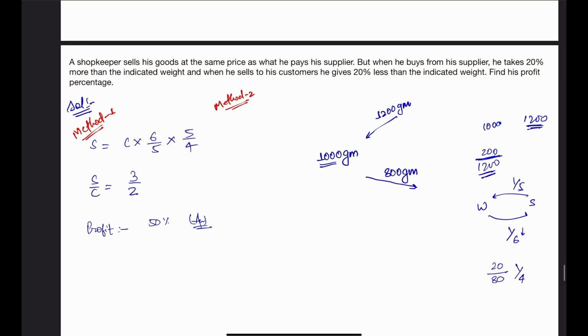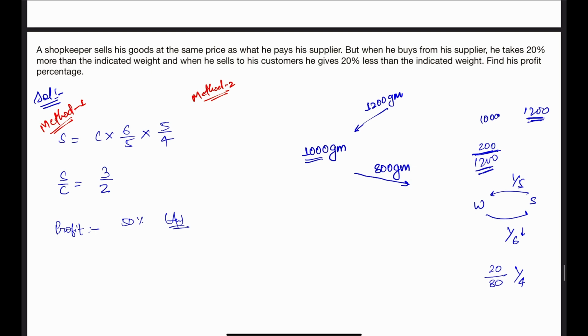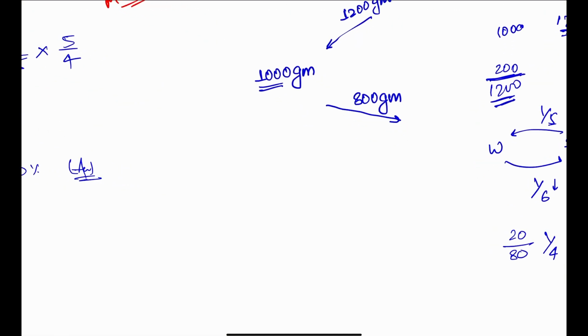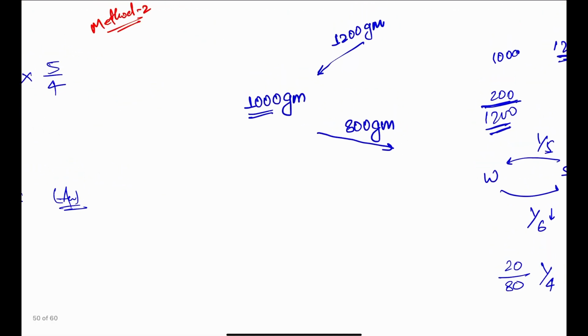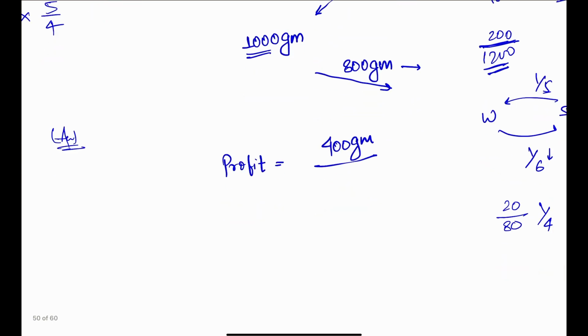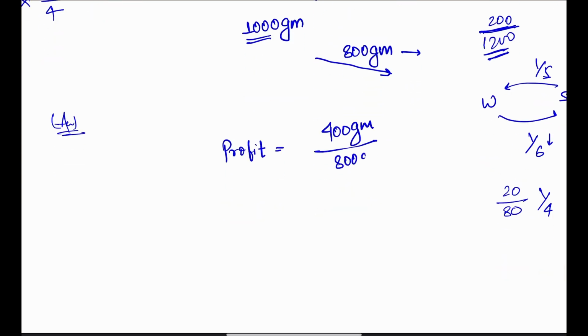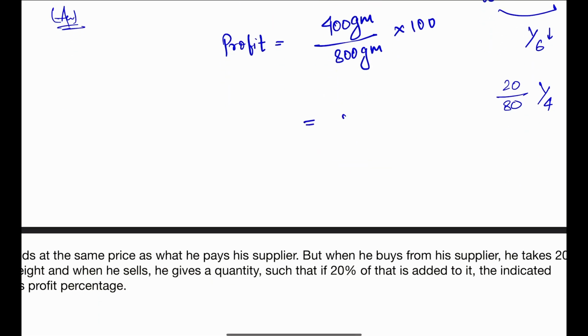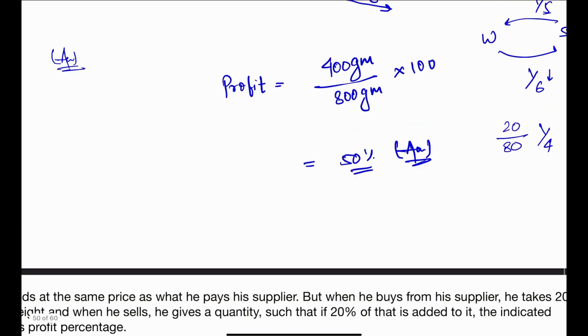So find the profit percentage. Profit percentage also we can find easily in this case. So he is getting 1200 and he is selling 800. So the profit he is making is how much? 400 gram. And when he is making a profit of 400 gram, when he is actually selling 800 gram, 400 upon 800 into 100, so the answer will be 50%. So this is also one of the approaches to solve this question.